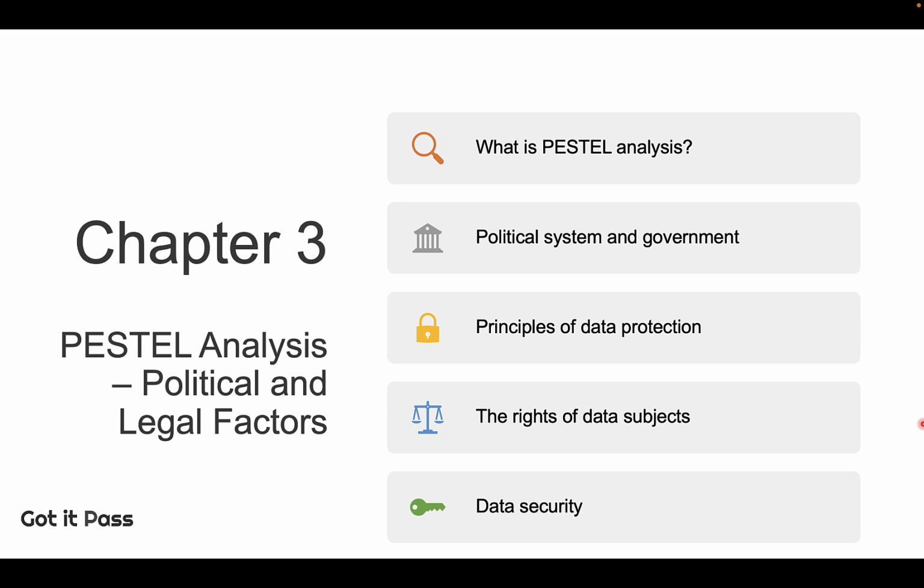First, we will discuss what is PESTEL analysis. And next, we share with you political system and government. And it is followed by principles of data protection. We will discuss more on this topic. And then is the rights of data subjects. The last topic in this chapter is data security, which is a very hot issue in the current business environment.